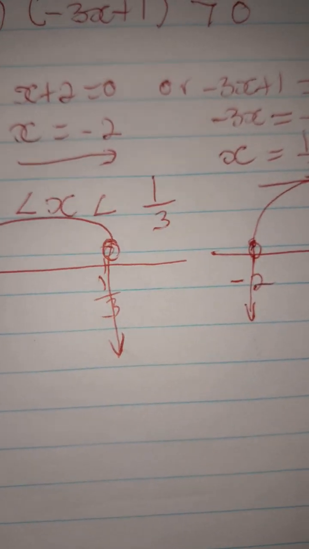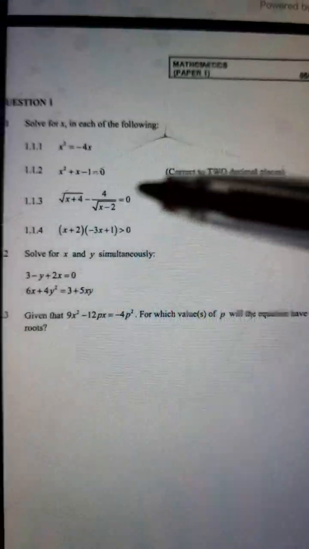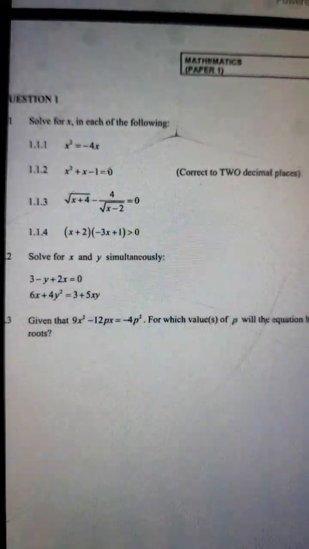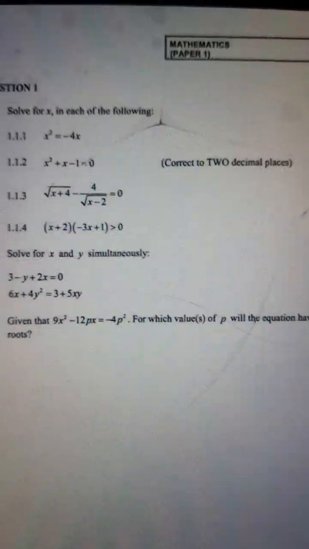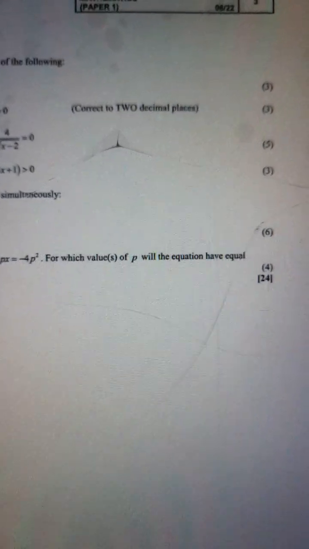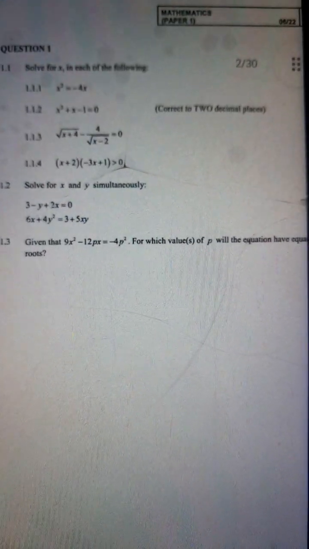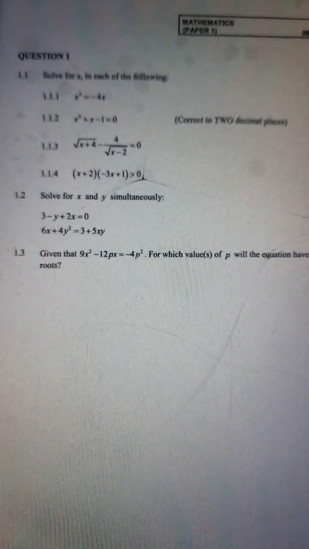So let's work out the other questions. What's next? It's the simultaneous equations. So solve for x and y. That is 6 marks. Let's work it out.